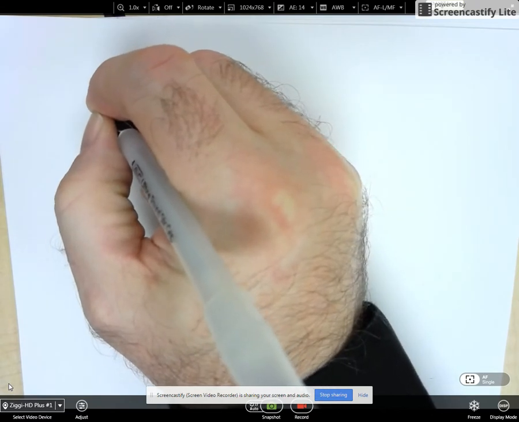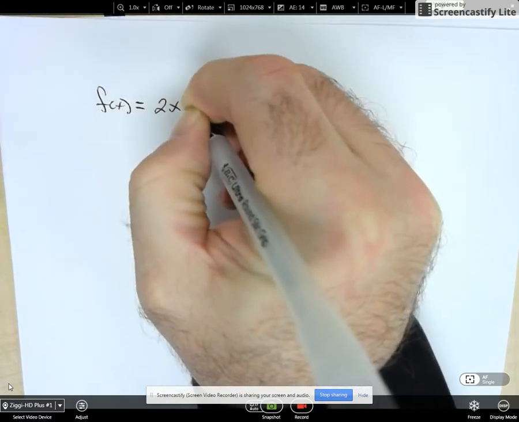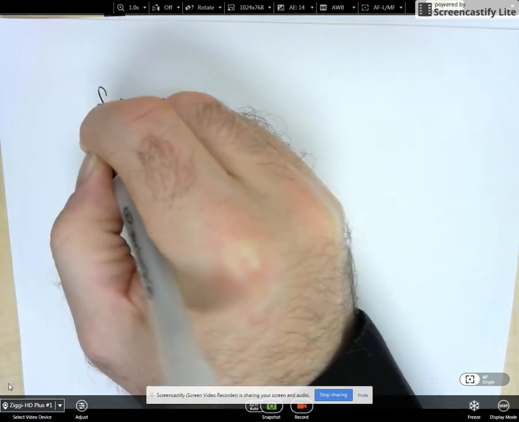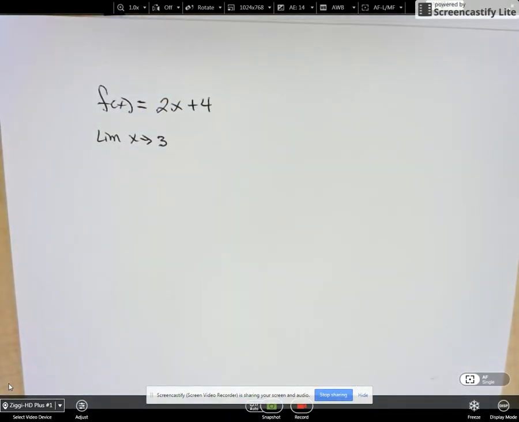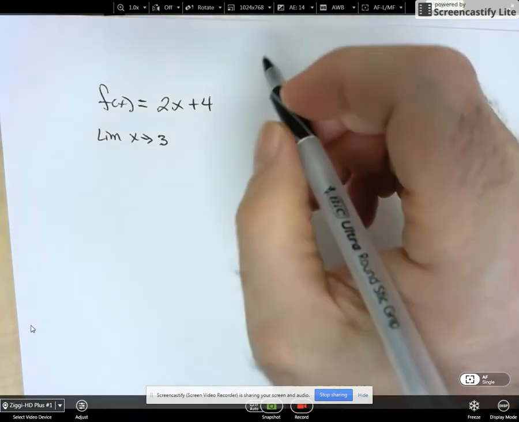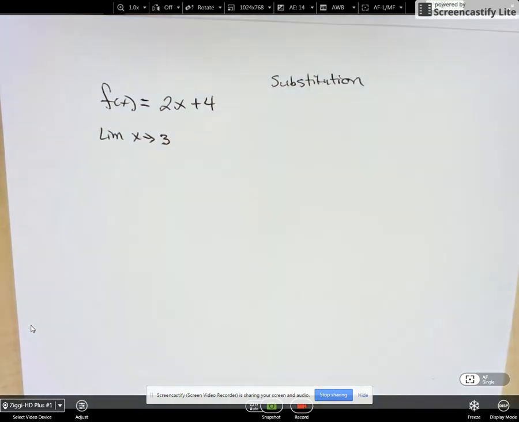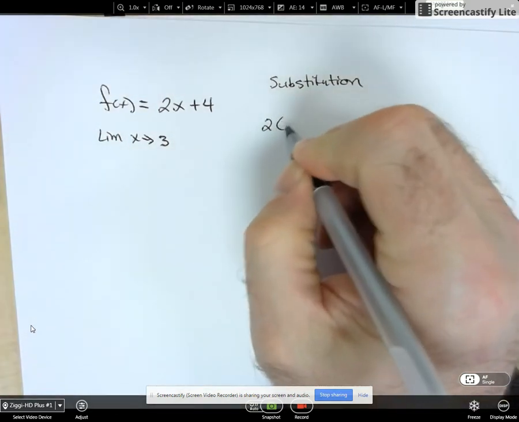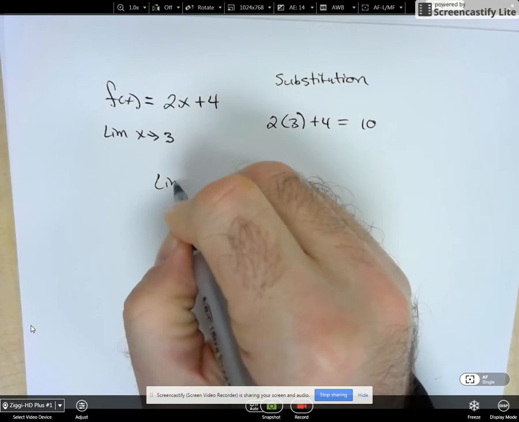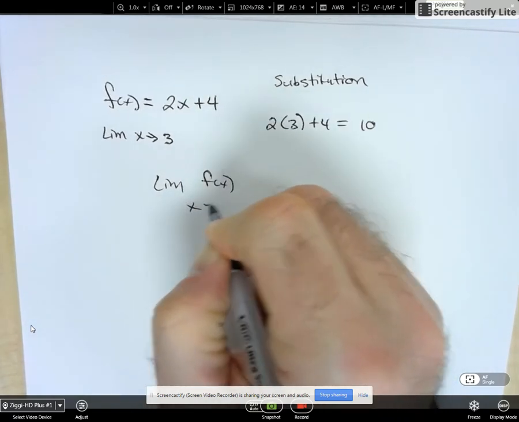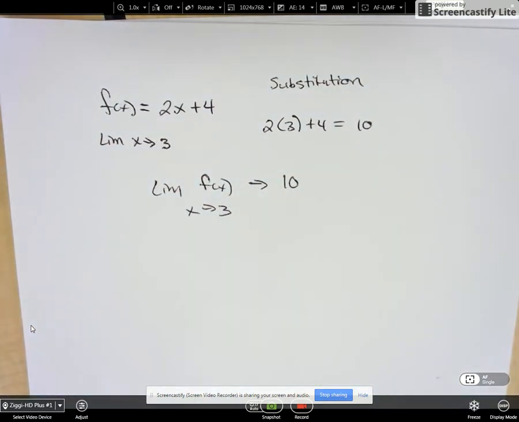So if we take a look at a simple function, how about we go f of x is equal to 2x plus 4. And I ask you, find the limit as x approaches 3. So pretty straightforward. There's no discontinuities here. There's no really issue. We can find the limit through straight substitution. And through straight substitution, we just plug it in. 2 times 3 plus 4 is equal to 10. So the limit of f of x as x approaches 3, f of x approaches 10. And we're done, straight substitution.